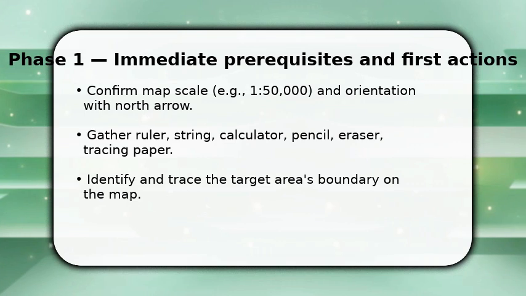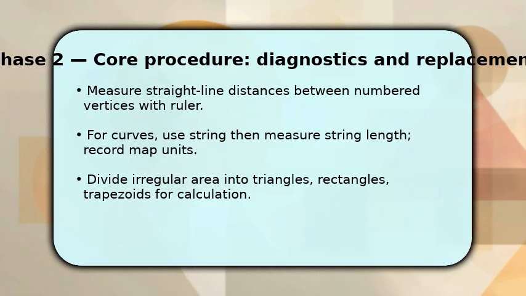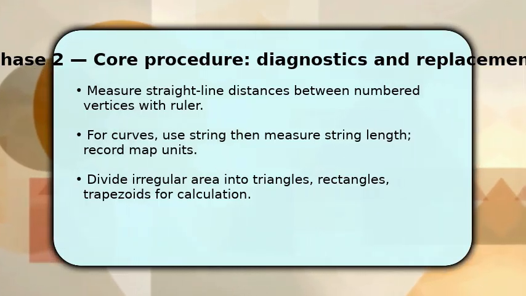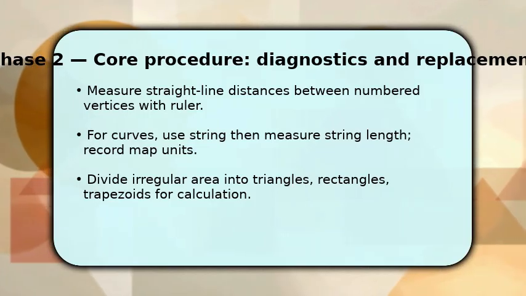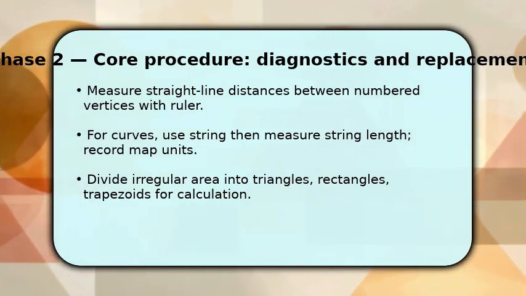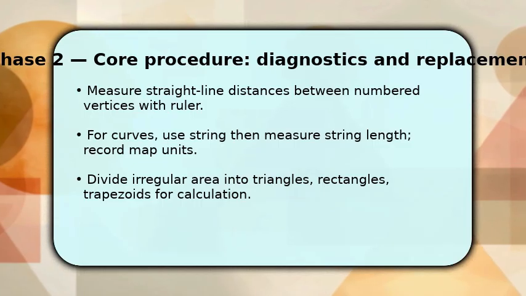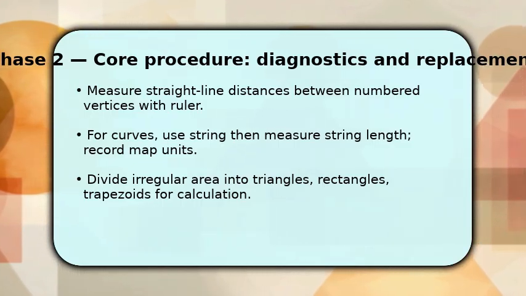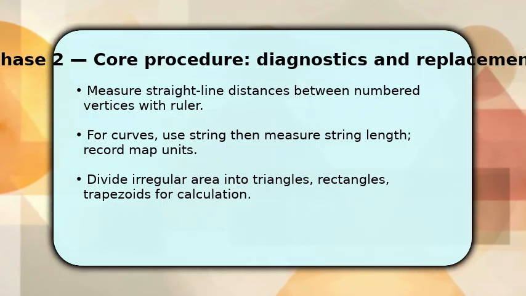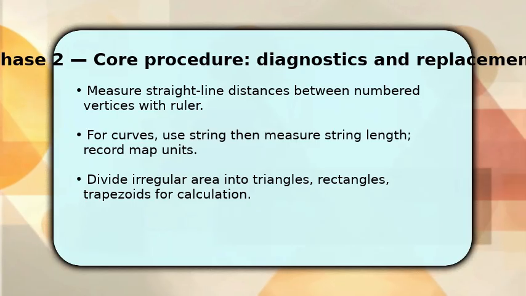measuring. Now you measure and break the shape into manageable pieces. Measure each straight segment between numbered points in map units. For curves, lay string along the arc, then straighten and measure the string. Next, divide the traced area into simple shapes, triangles, rectangles, trapezoids, so you can use basic area formulas. Work systematically. Label each subshape, record its map unit dimensions, and double-check any right angles or parallel sides. This reduces error and prepares you for conversion.